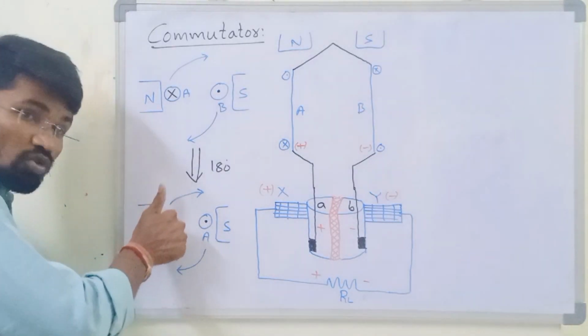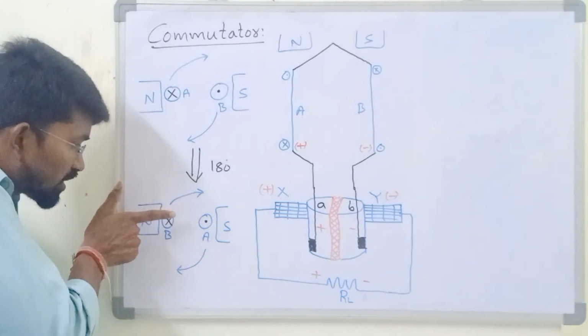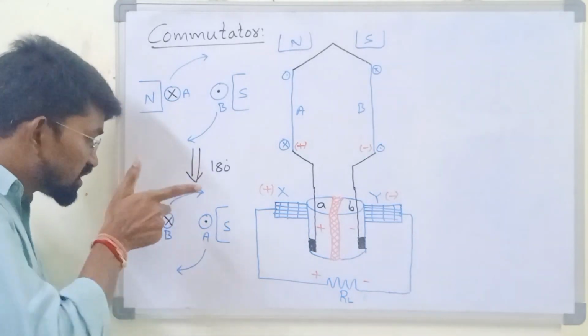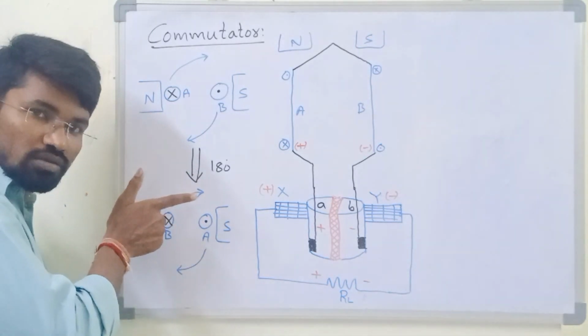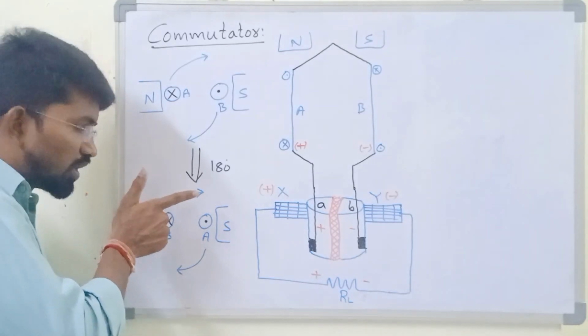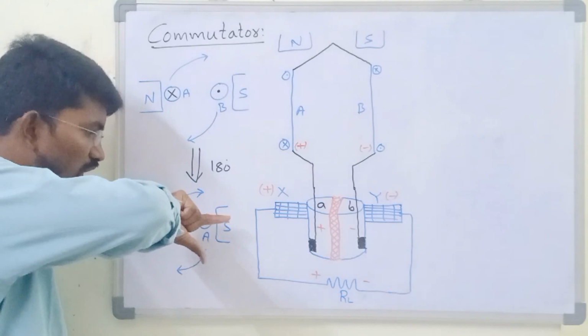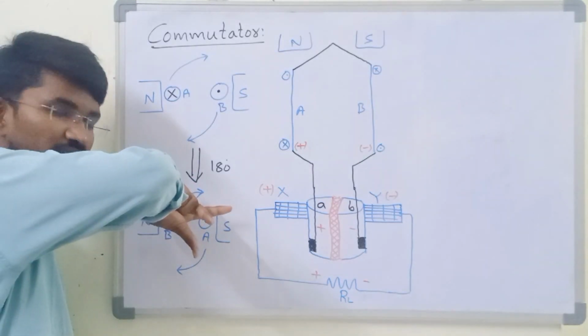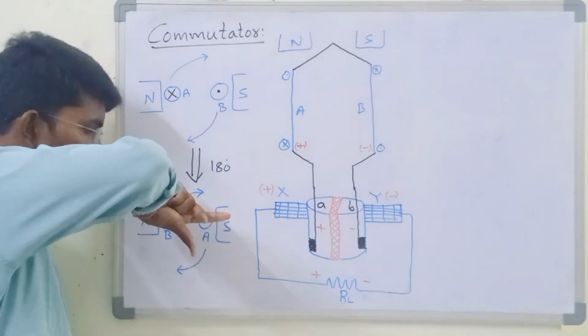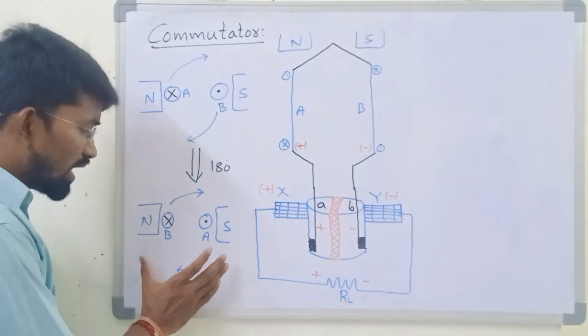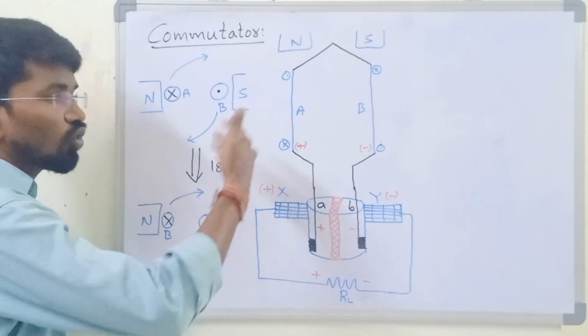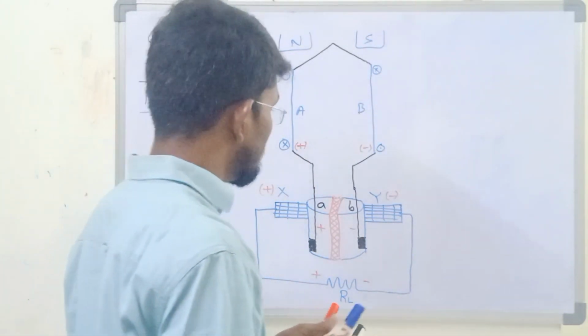Now my conductor is moving upwards and the magnetic field is from north pole to south pole, and my central finger indicates that the direction of induced EMF is into the plane. And here under south pole the conductor is moving downwards, the magnetic field is from north pole to south pole, and my central finger indicates the direction of induced EMF which is out of the plane. And let me draw this figure in a more convenient way so that we can understand easily.